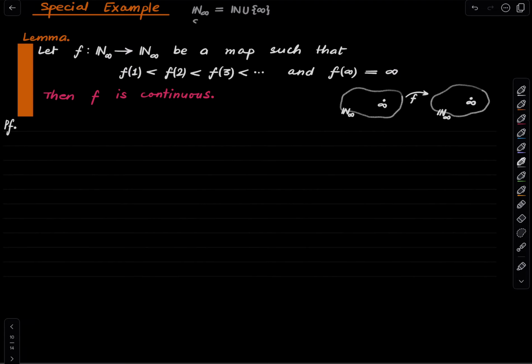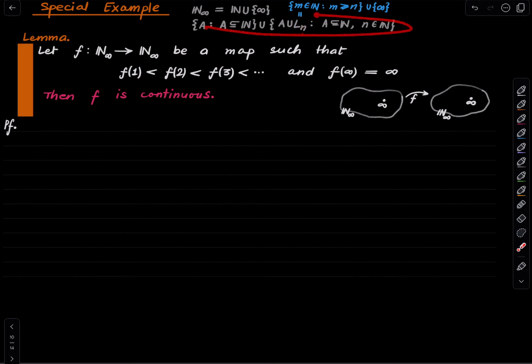The topology is first you collect all subsets of the naturals, and then you also put in such things. What things? These will be referred to as tails. What is this? For each natural number n, we define it as all those natural numbers which are at least n and infinity. So these will be called tails, or rather this will be called the tail starting at n. Right, and this was the topology that we discussed on this guy.